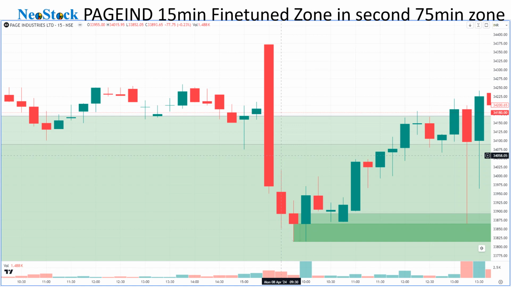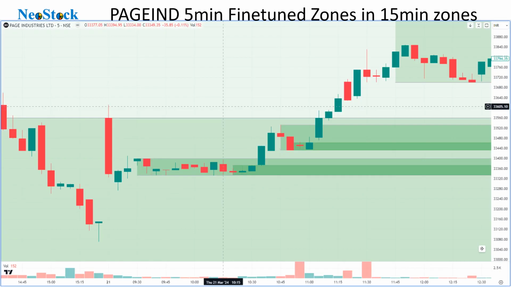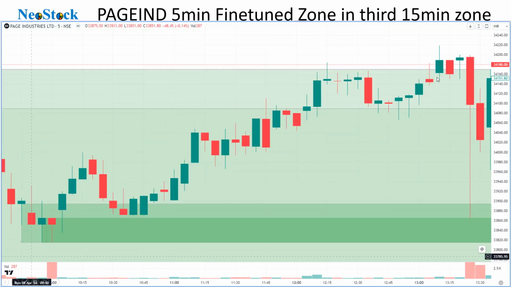And now let us fine tune these 15 minute zones with the 5 minutes time frame. So these are the 5 minutes fine-tuned zones inside the 15 minute zones. This is the one, we have a leg candle, we have 3 base candles and a rally candle. Again here we have a drop candle, 2 base candles and a rally candle. And the third one is here in this zone. I will show you in the next slide.